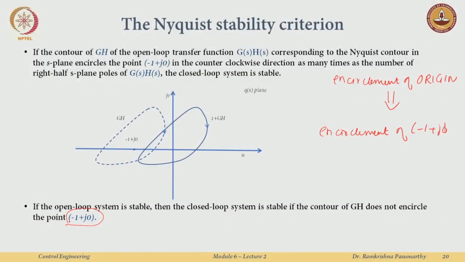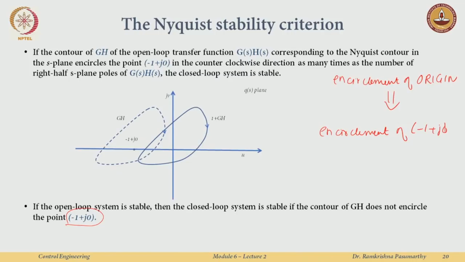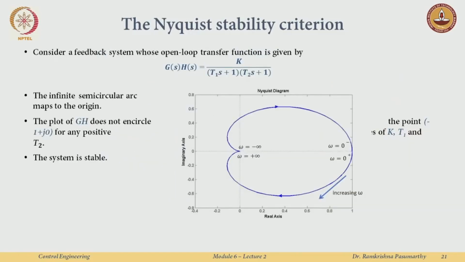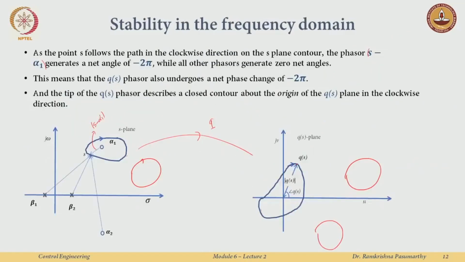Okay, to summarize all these things, so this is the statement of the Nyquist stability criterion, right. I am just interested in the point minus 1 plus J0. Okay, so let's just summarize with the help of an example, right. Consider a feedback system, its open loop transfer function is this guy. Okay. Now this is similar to a polar plot which we had in one of the earlier slides. Okay, let me slowly go there.